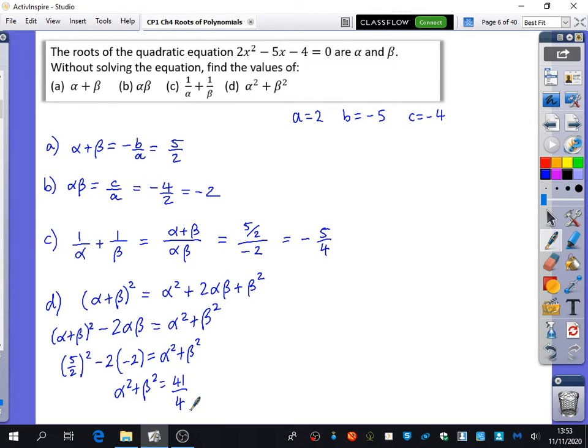5 over 4 is 1.25, right? Yep. Well, I was there, and I thought I was wrong. Oh, no, you were right. I was just doing it as a fraction.